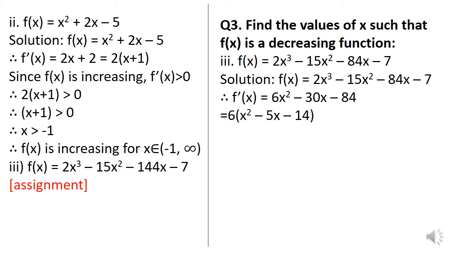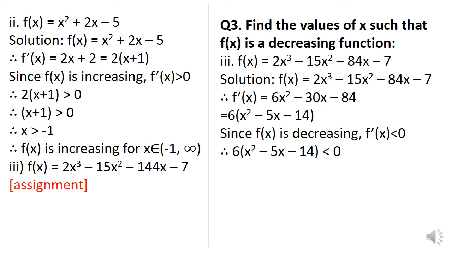You can either solve the quadratic equation here itself and find the two factors, or you can solve it later on also. So we have f(x) as a decreasing function and therefore f dash of x is less than 0. Now therefore we write 6 into (x square minus 5x minus 14), which is less than 0. We split the middle term for the quadratic equation. 6 comes on the RHS, it becomes 0 upon 6, which is 0, and we get the terms of the quadratic equation as (x minus 7)(x plus 2).